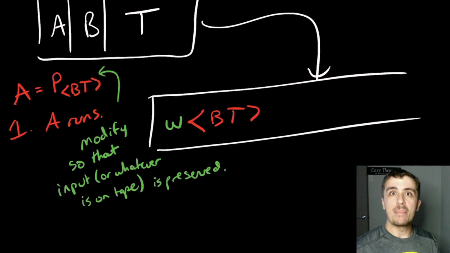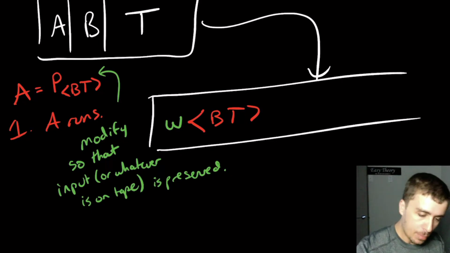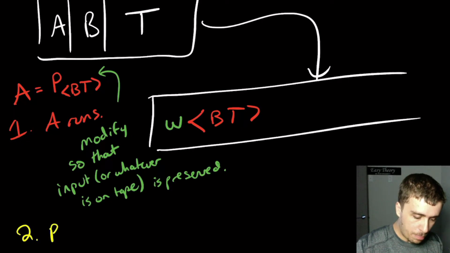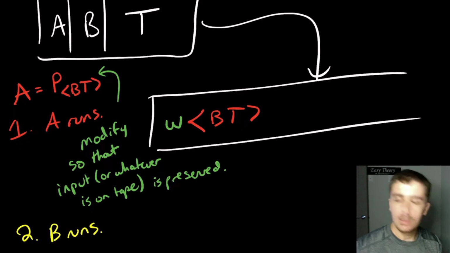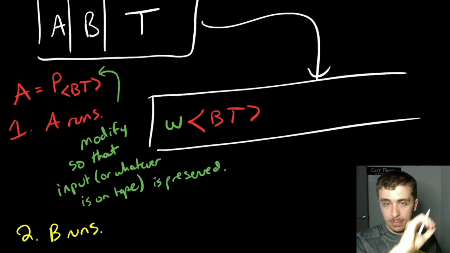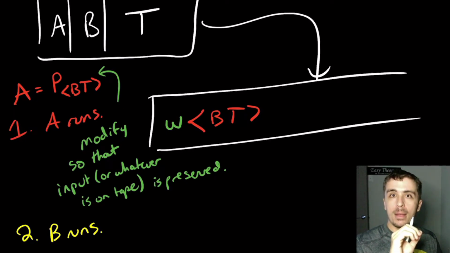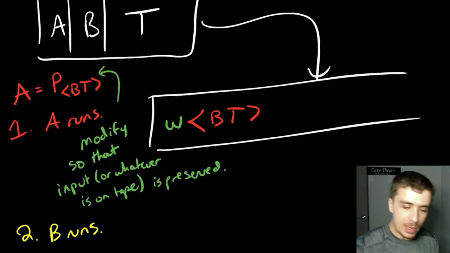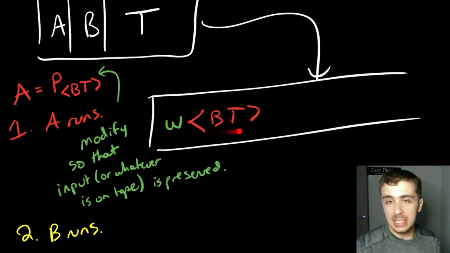So what's going to happen next? B is going to run. So step 2, B runs and applies that convert to Turing machine function on the contents of the tape. And what is the result of that? That is literally what A is. So this is essentially the description of A, remember?